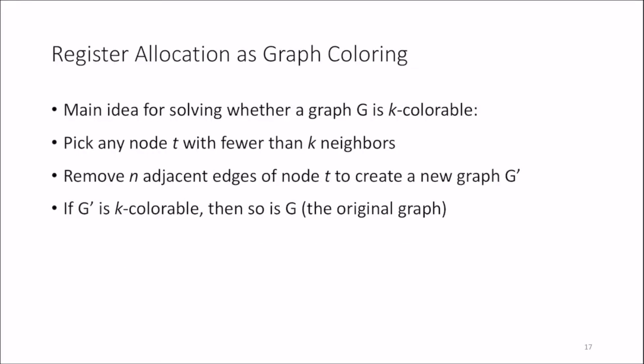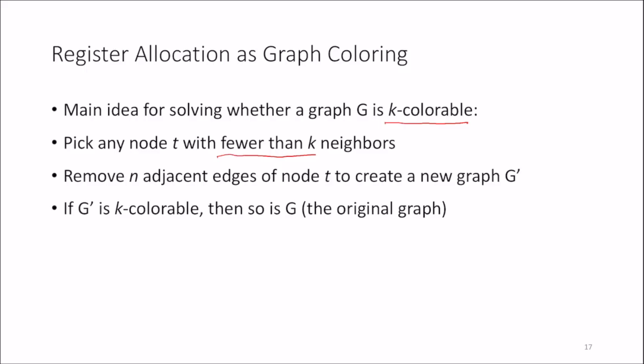So the main idea of solving whether a graph is k-colorable, this is one way to do it. This is not the only way to do it, but this is the algorithm we're going to study, is to pick a node with fewer than k neighbors. It's crucial that it's fewer than k, because we want to assign each node to one of these k colors. So we'll pick a node with fewer than k neighbors. We'll remove the adjacent edges of this node T to create a new graph. So essentially, we create a new graph that is exactly the same graph, except it's missing this node T, and all of the edges of that node are removed. So it becomes a simpler graph.